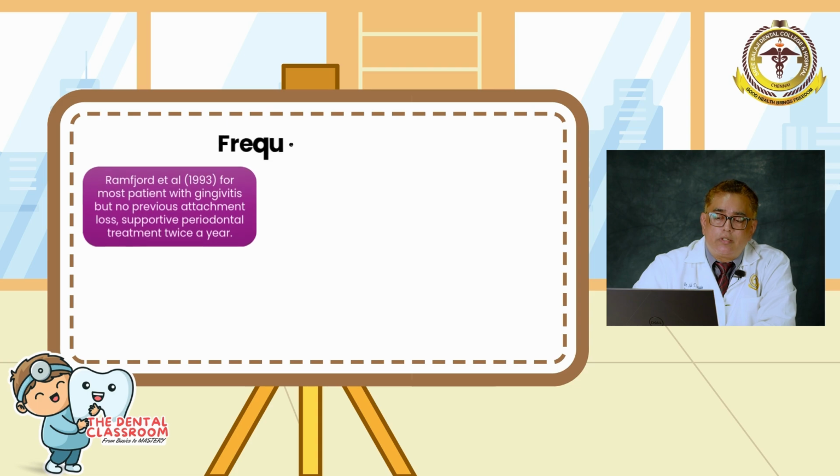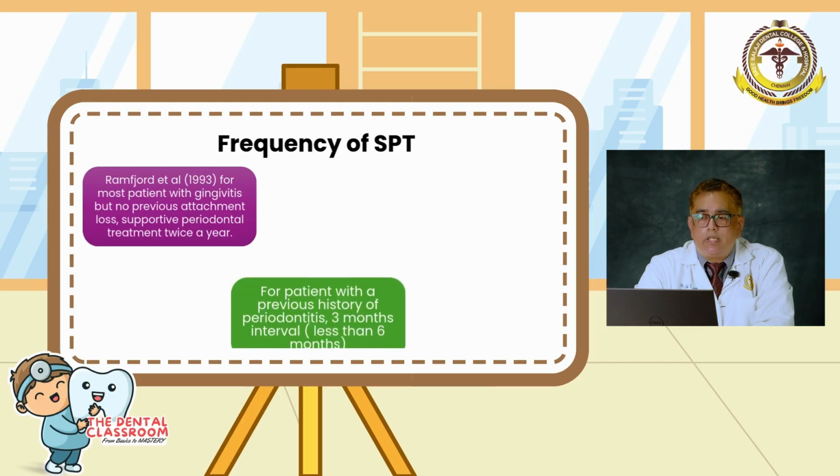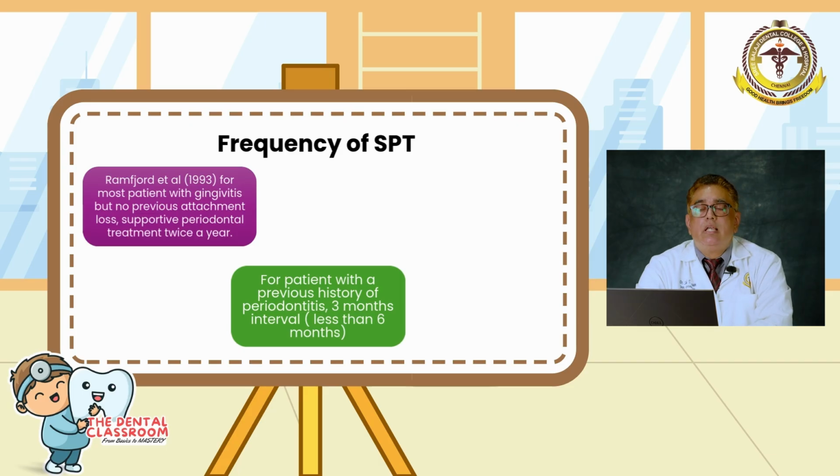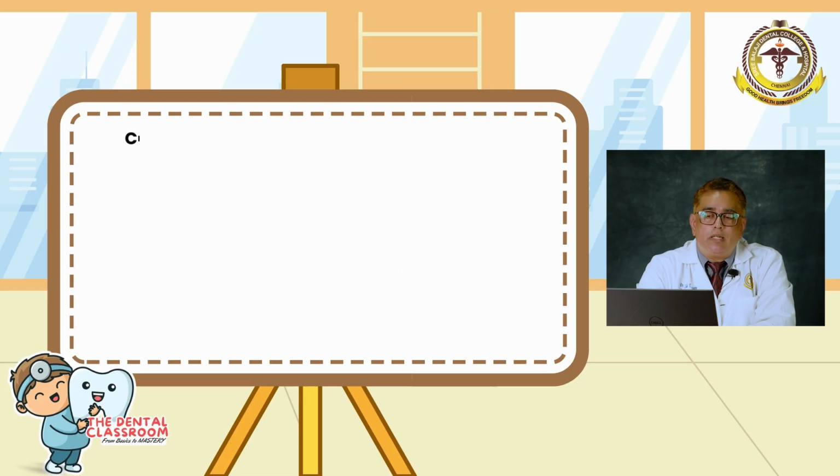Schedule further periodontal treatment, followed by scheduling or referral for restorative or prosthetic treatment. Frequency of supportive periodontal therapy: in 1993, Ramfjord et al. reported that for most patients with gingivitis but no previous attachment loss, supportive periodontal therapy was done twice a year. For patients with a previous history of periodontitis, the interval was 3 months, less than 6 months, followed by various clinical trials such as 4 times a year.